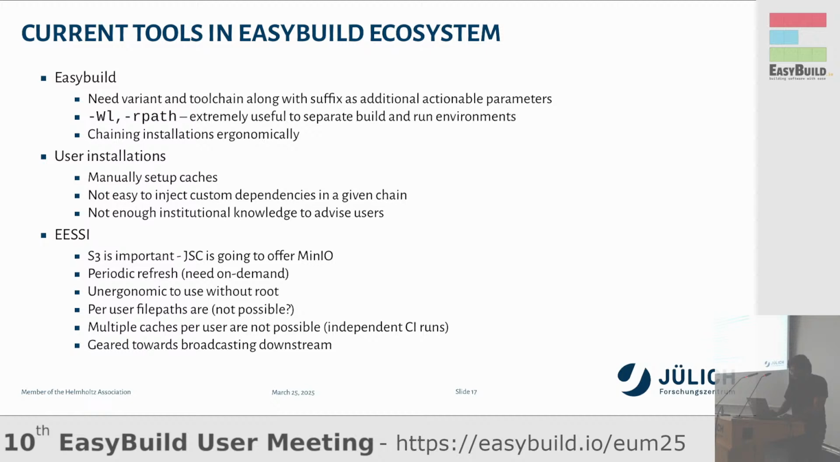And per user file paths are also not possible. Multiple caches per user, which we need for independent and parallel CI runs with conflicting requirements. I'm not so sure. And this is more geared toward broadcasting downstream.